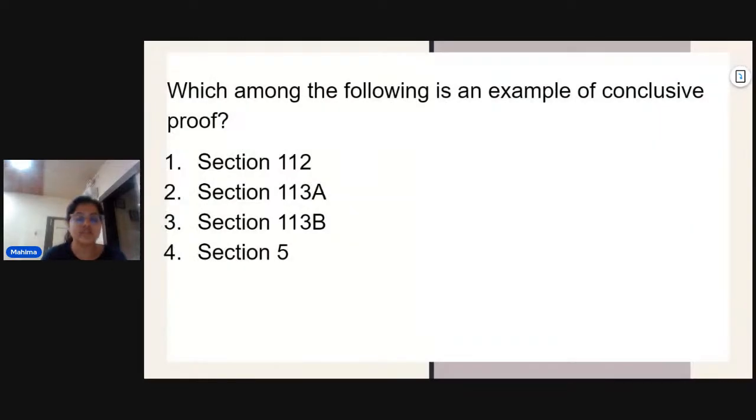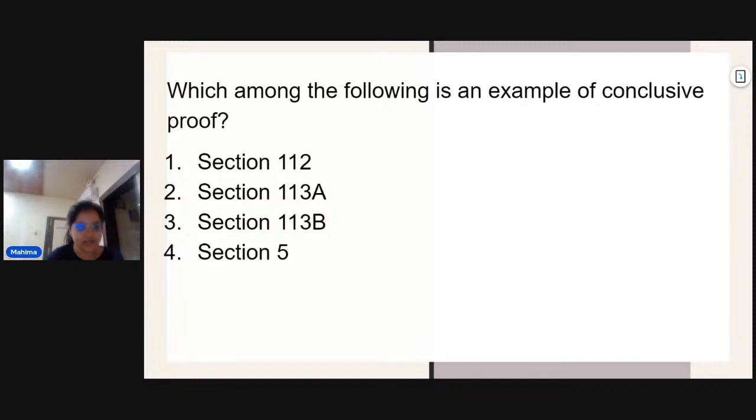Yes. Which among the following is an example of a conclusive proof? 112, 113A, 113B, Section 5. By the way, nobody answered what are the 5 stages of a criminal proceeding. Which of the following is an example of a conclusive proof?